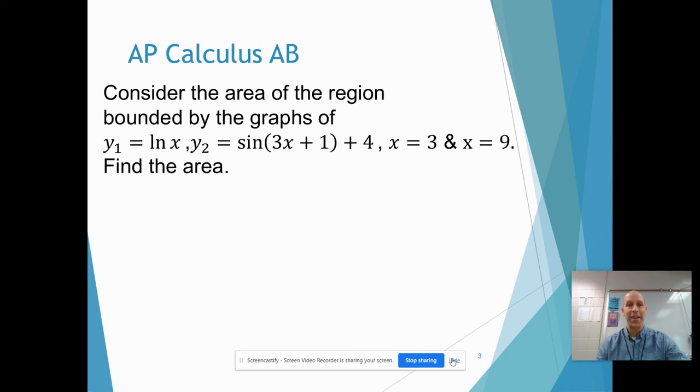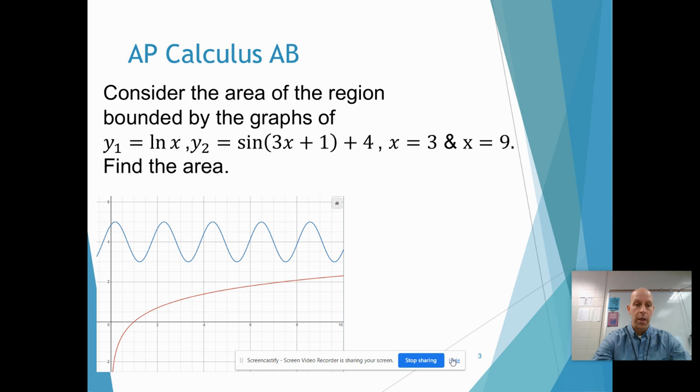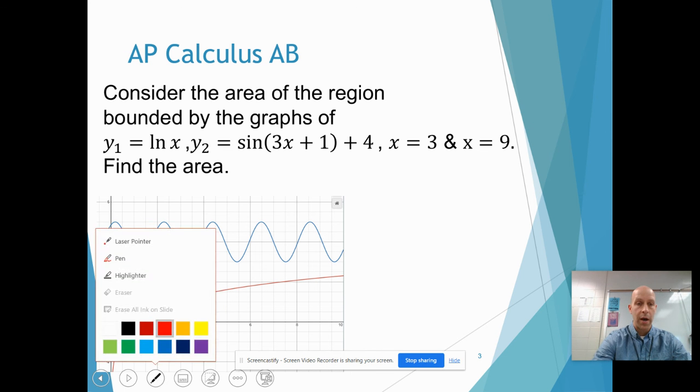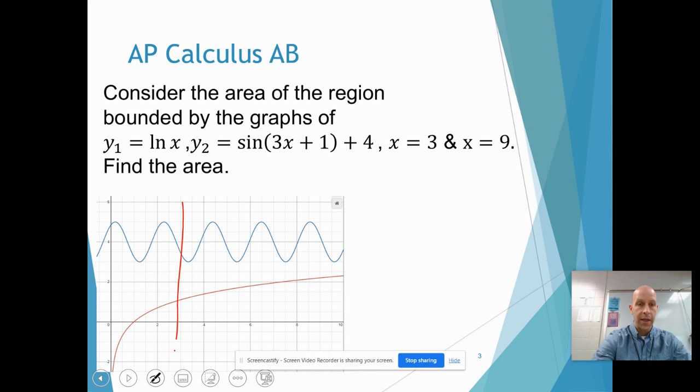In calculus AB, we are looking at the area between two curves. I've given the equation of two curves here. One of them is the ln of x. The second one is sine of 3x plus 1, plus 4. And we're going to bound those two graphs between 3 and 9. So in other words, we're going to go from x equals 3 to x equals 9.